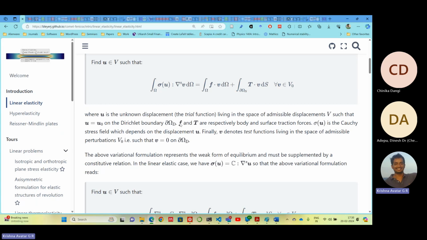And then we use f and t, respectively, for body and surface traction forces. So f is our body force, and t is our surface traction force. And sigma of u is the Cauchy stress field, which is nothing but C doubly contracted with the symmetric grad of u. The s superscript here indicates the symmetric part of the grad of v.